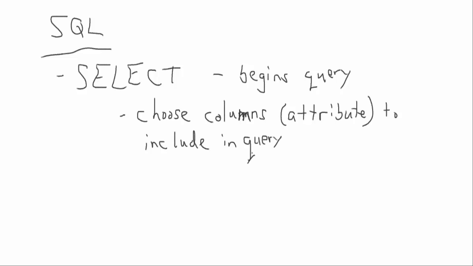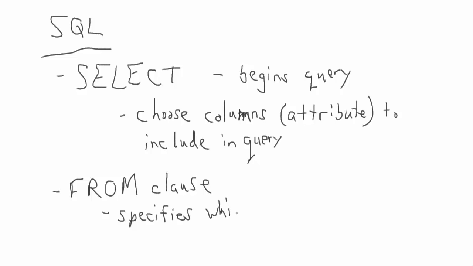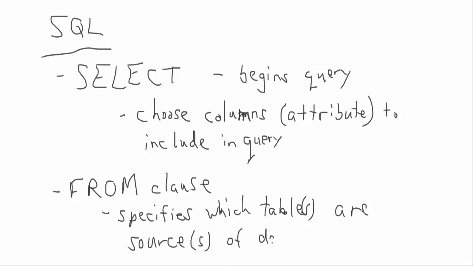Now the key clause underneath the select is the from clause. There are other clauses available with the select, and we will take a look at them in just a few minutes, but the from clause allows us to specify which tables are the source or sources of the data for the query.